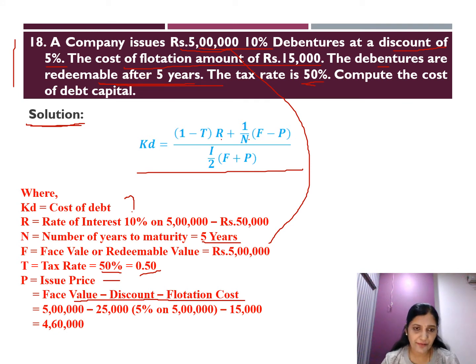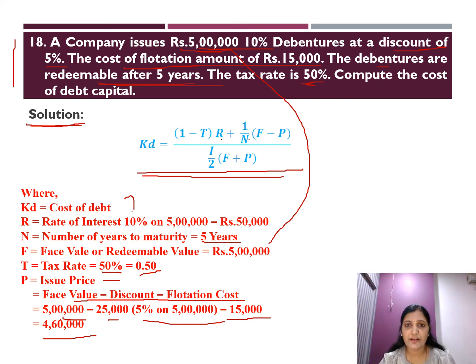So here we get face value is 5 lakhs, minus discount. So what is the discount? It is 5%. So what is that? 5% on 5 lakhs. So 25,000 is taken over here, minus flotation cost. Percentage is not given, directly amount. So I have taken the amount over here. So this will come to 4,60,000. Now we have calculated the values of each of these attributes. Clear about this, of this formula.